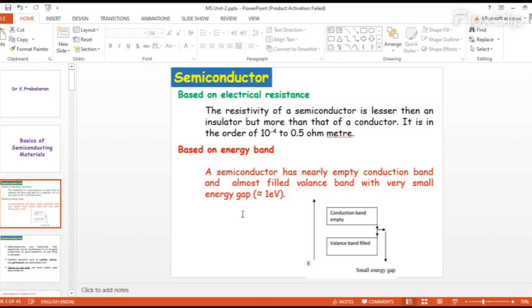If a material is a semiconductor, then its resistivity should be in the order of 10 power minus 4 ohm meter to 0.5 ohm meter. Then the energy gap between the valence band and the conduction band should be greater than or approximately equal to 1 electron volt.